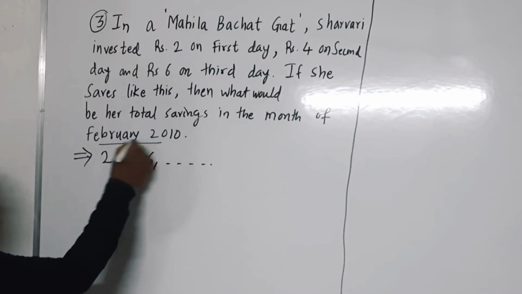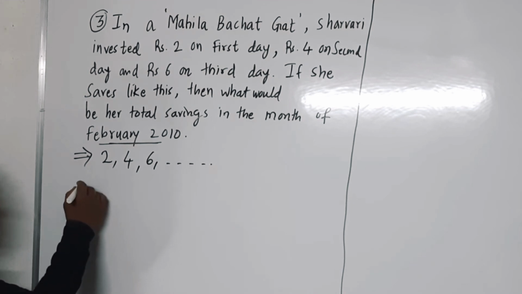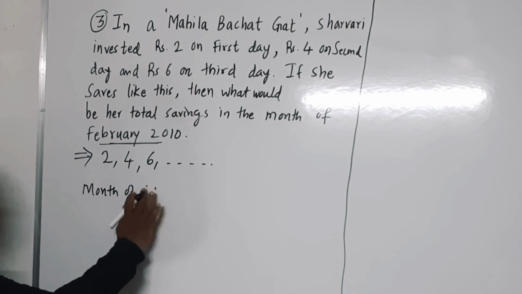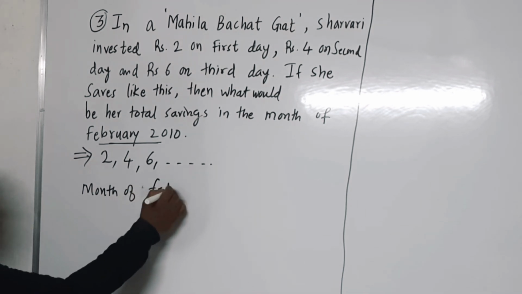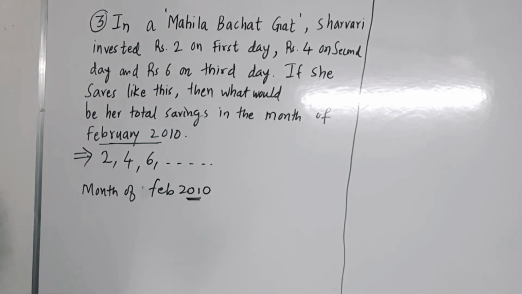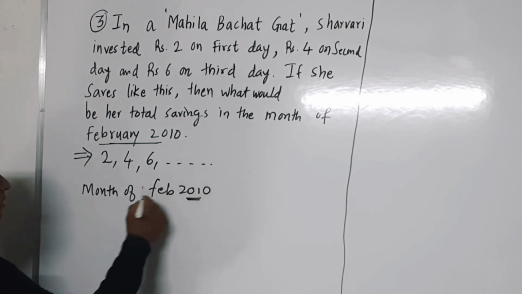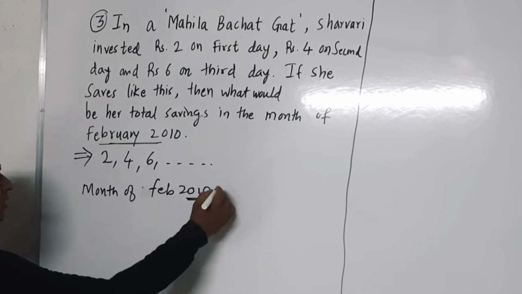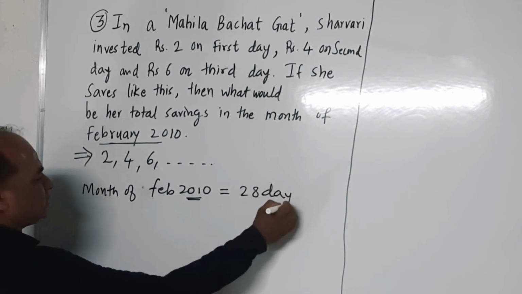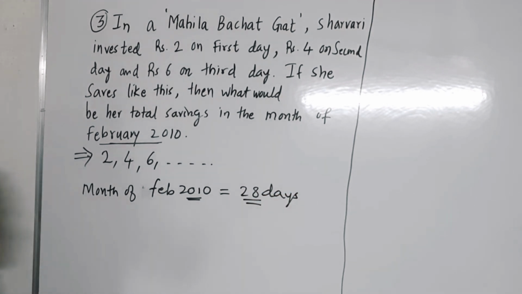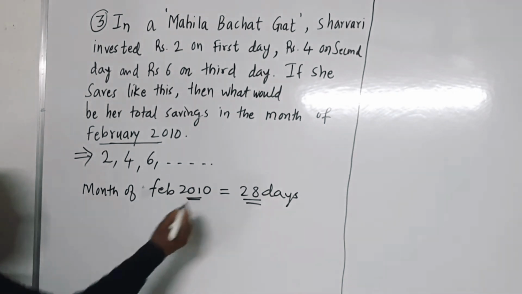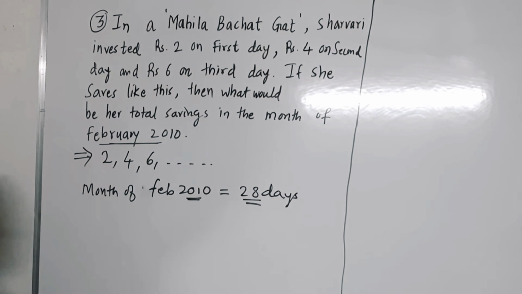Now, in the month of February 2010, the year 2010 is an ordinary year. So the number of days in the month of February in 2010 is 28 days. An ordinary year has 28 days in February.